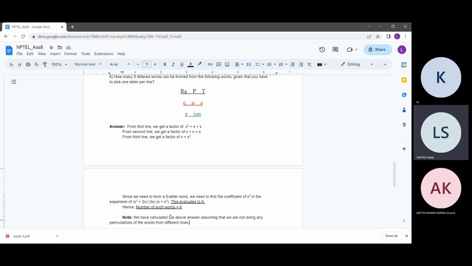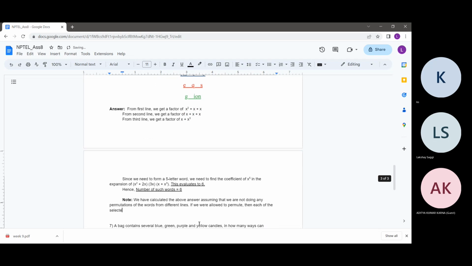So here, we have calculated the above answer as 6, assuming we are not doing any permutations of words from different lines. So if we were actually allowed to permute, then each of the selected triplet can be permuted in 3 factorial ways.